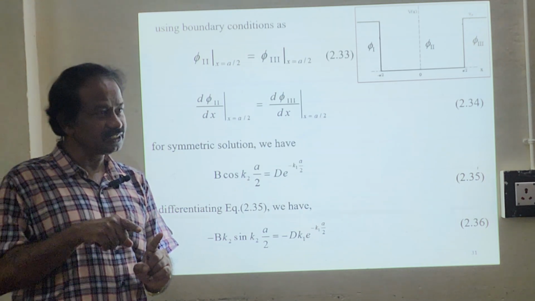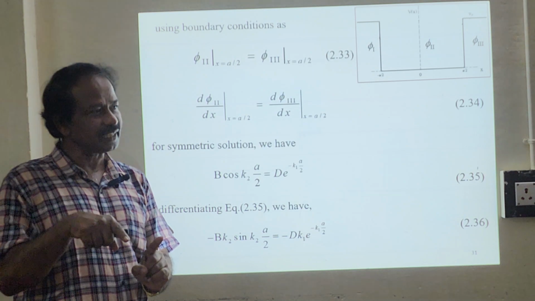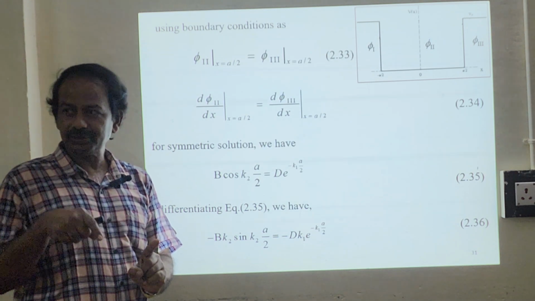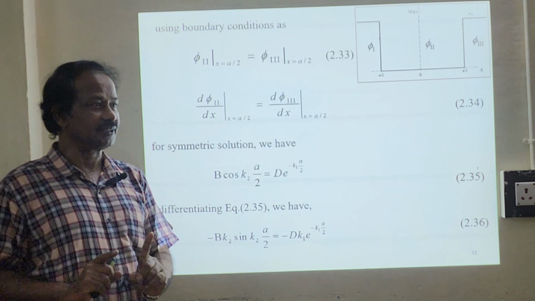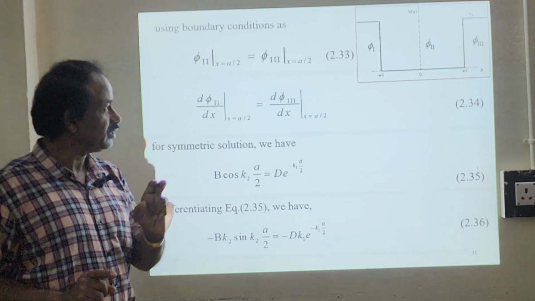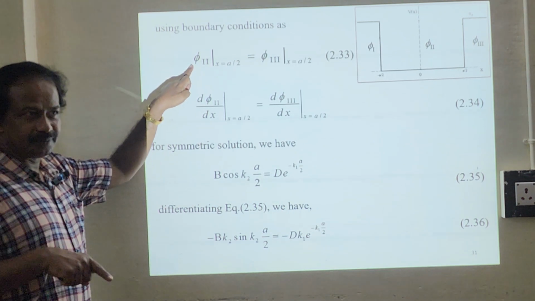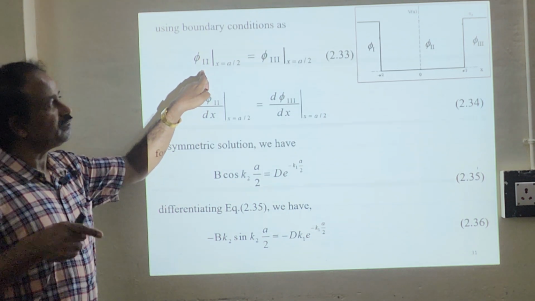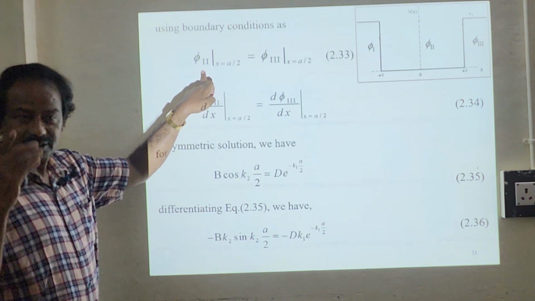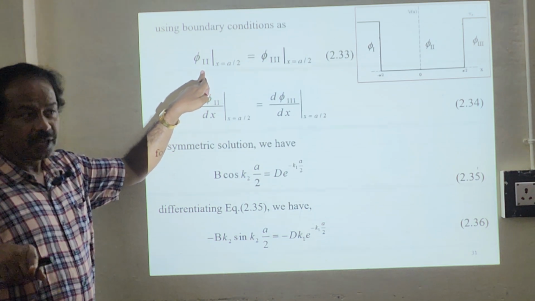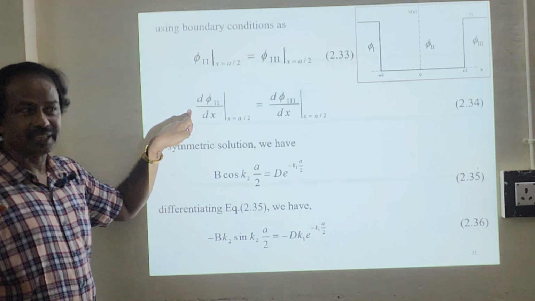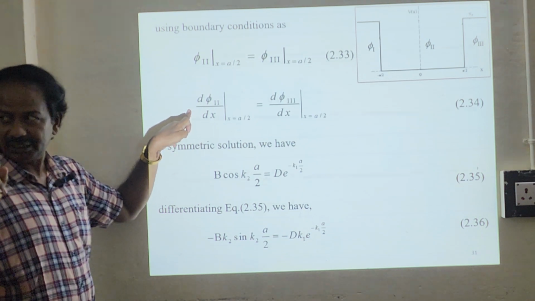You are going to take the differentiation of psi, so d psi with respect to x will also be continuous. So there are two boundary conditions. One is that phi from the first region to the second region at the boundary is continuous, and also its derivative will be continuous. So two things are there.